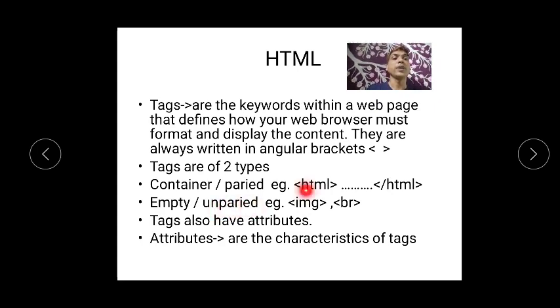Now this we call a start tag. HTML we call a paired tag because it consists of two parts. This is your start tag and this is your end tag. And we call this an empty or unpaired tag because it doesn't have an end tag. It always has only a start tag.